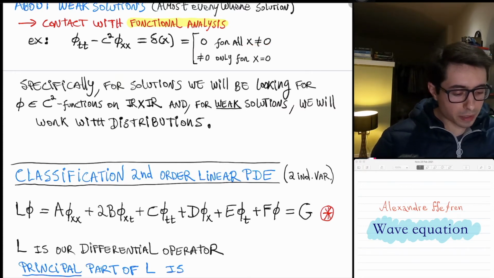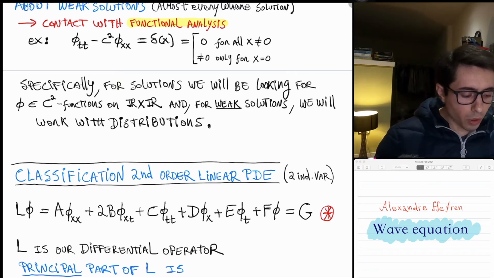So for all points which are not the point 0, the function is 0, but at 0 the function is not 0.